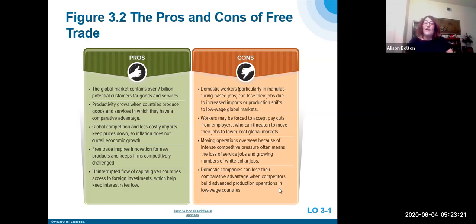And then, of course, we have issues with domestic companies losing comparative advantage when competitors are more advanced in production in something that we aren't. And that, again, goes outside the country, and there is a loss of opportunity for employees here versus giving the work to low-wage third world countries because they're saving money by sending it outside the U.S.